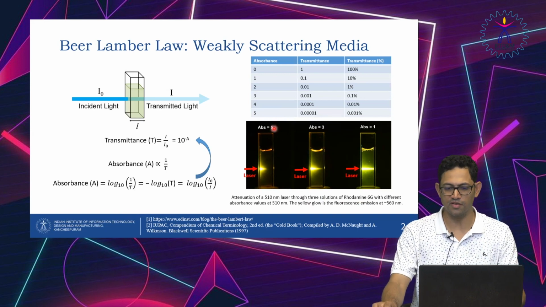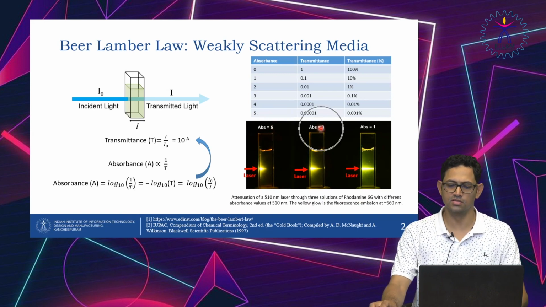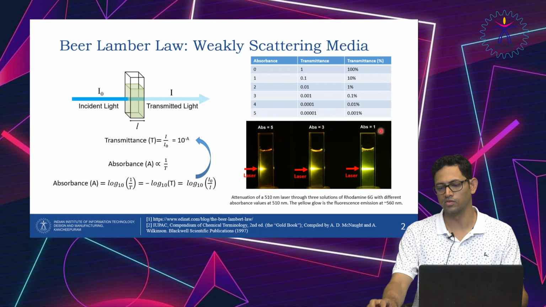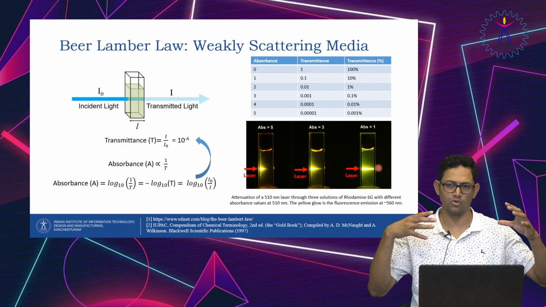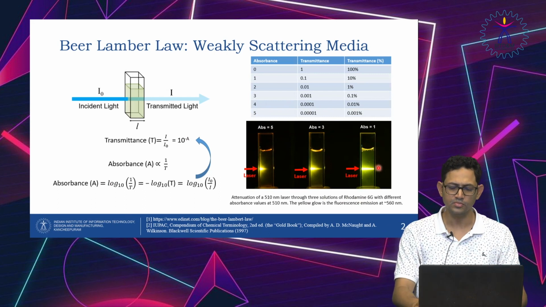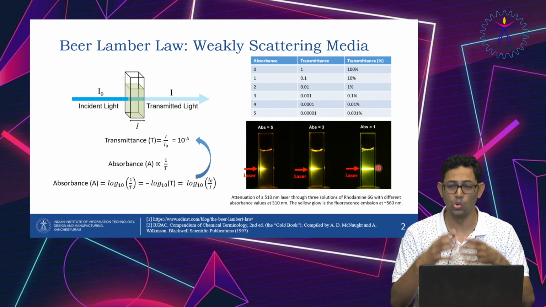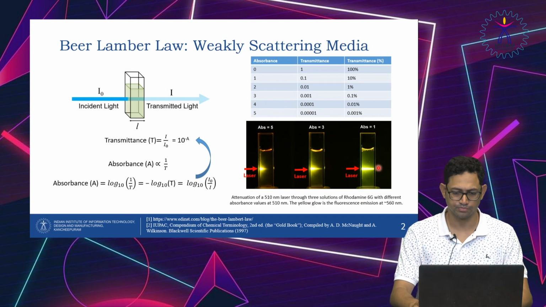So it would be around 5 for the first case, 3 in the second case, and absorption of 1 in the third case. So absorption is the lowest in the third case, and that's why you can see that the laser is able to propagate through this cuvette with a lower concentration of rhodamine 6G.